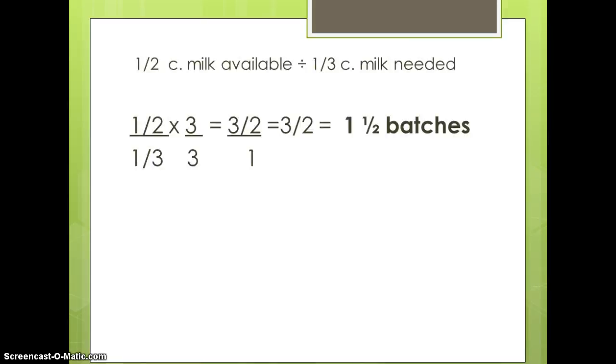Numerically, this is solved by taking a 1/2 cup of milk that's available, dividing it by 1/3 cup of milk that's needed, which is equal to 1/2 over 1/3. Again, you multiply it by 3 over 3 in order to get a denominator equal to 1. The numerator, which is 1/2 times 3, is equal to 3/2. 3/2 is equal to 1 1/2. So, you can make 1 1/2 batches of cookies with the 1/3 cup of milk.